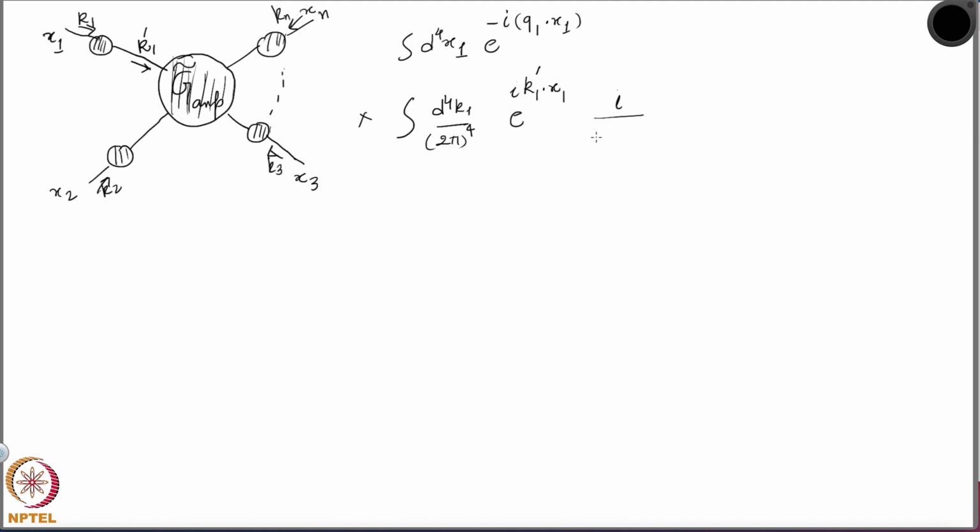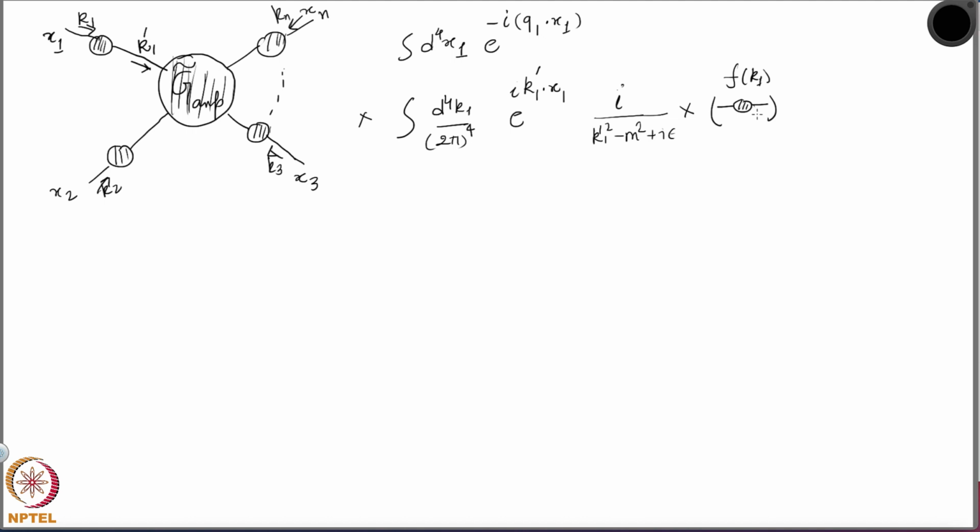So I have i over k1 prime square minus m square plus i epsilon. Remember here it is not the physical mass, it is the bare mass that appears in the Lagrangian, times all those things that are contained in the blob. All those contributions coming from there. So I'll just denote it like this, which I will write as f of k1. So this object is f of k1.